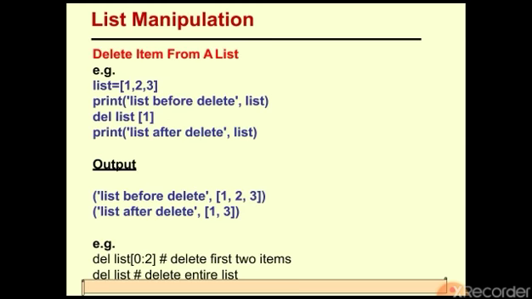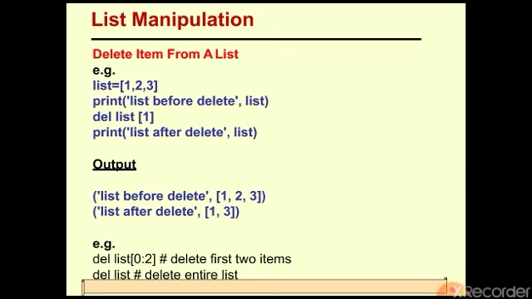Now deleting an item from a list. There are different methods of deleting an item from a list, but the simplest method is by using the del statement or the del keyword. For example, here we have a list 1, 2, 3. How are we deleting the elements of the list? By using the del keyword, we can delete any particular element of the list. How do we specify the element which is to be deleted? By specifying the index of the element.